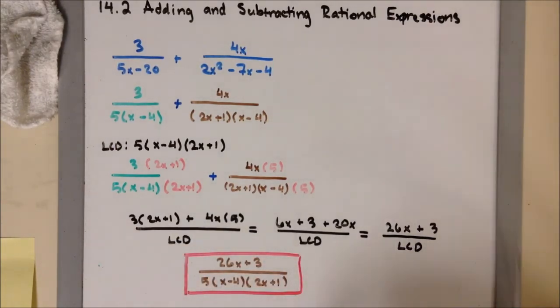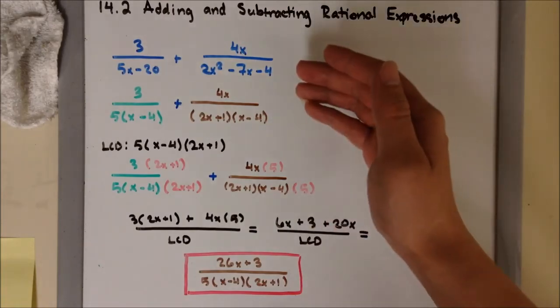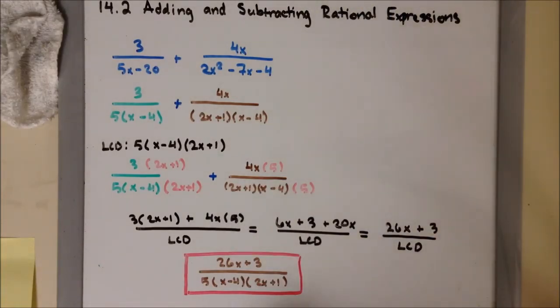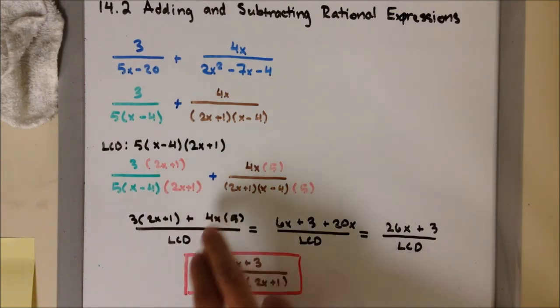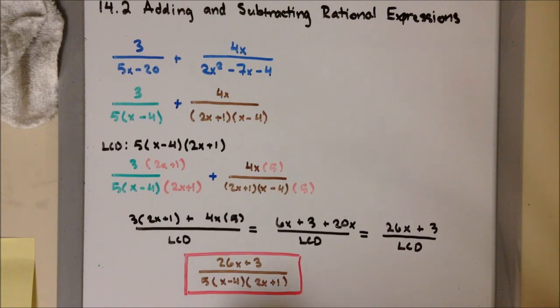So to review, when adding or subtracting rational expressions, find your LCD, get a common denominator, combine the top, depending on the problem, adding or subtracting, combine like terms, simplify if you can. In this case, we cannot. Once you finish, this is the final answer, and that's all you have to do.